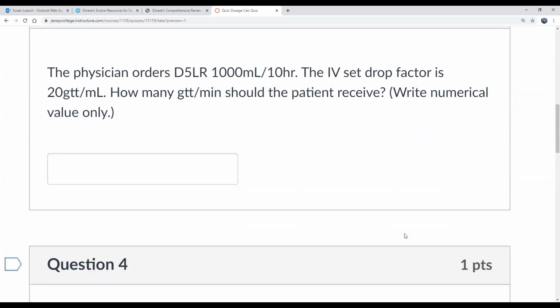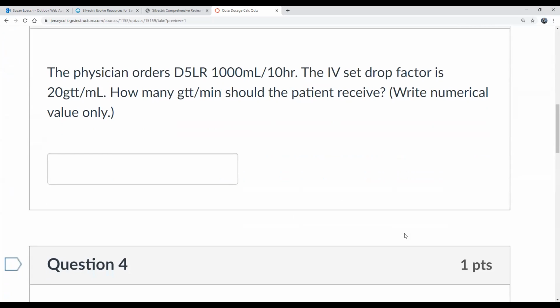Okay, how about this one? Now, what is the question asking you? How many drops per minute should a patient receive? Okay, so that's it right there. That's the thing you want to see. How many drops per minute?